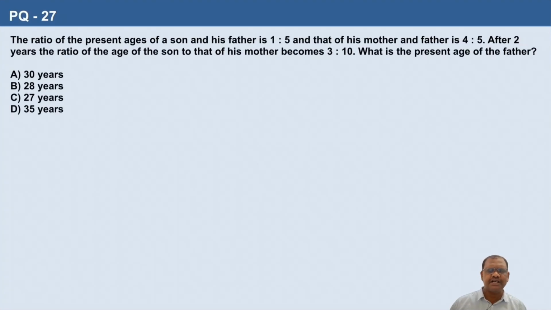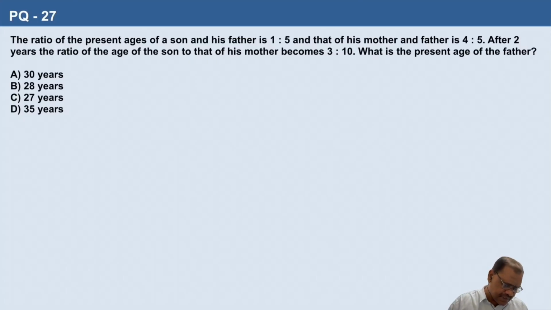Question number 27. The ratio of the present ages of a son and his father is 1:5 and that of his mother and father is 4:5. After 2 years, the ratio of the age of the son to that of his mother becomes 3:10. What is the present age of the father?